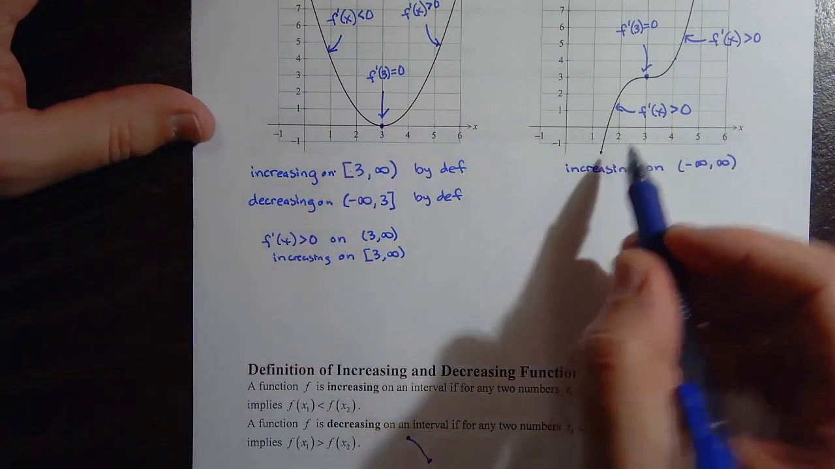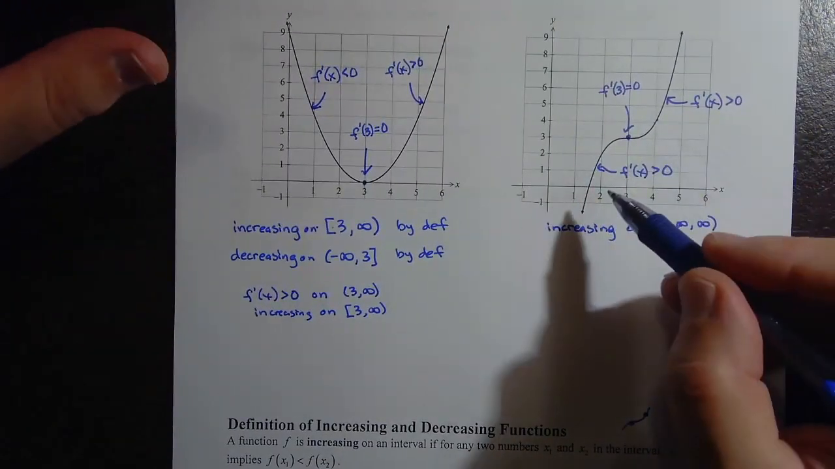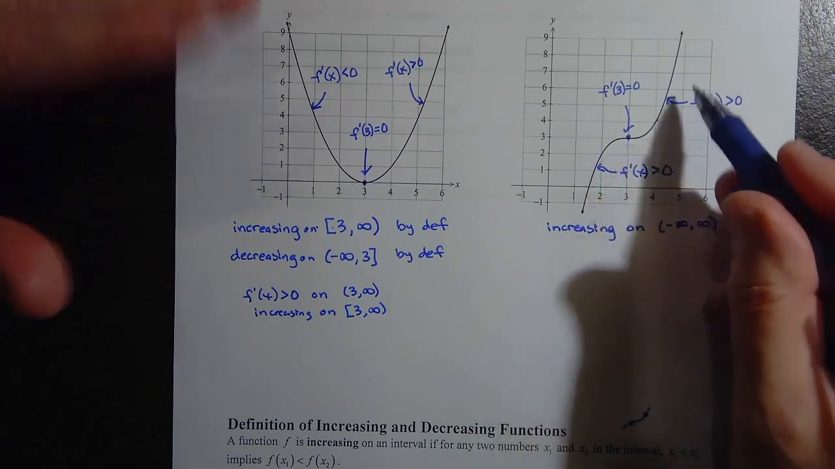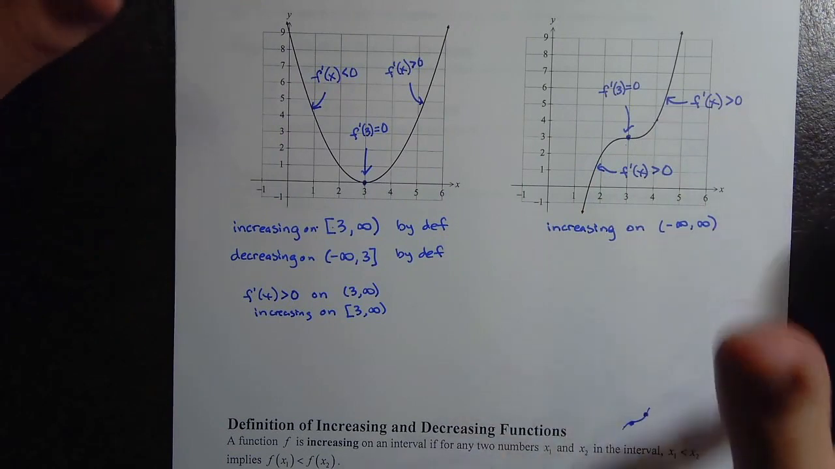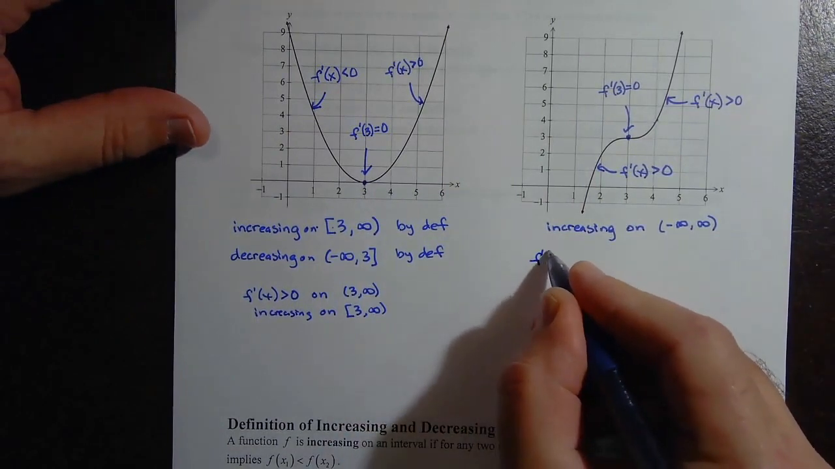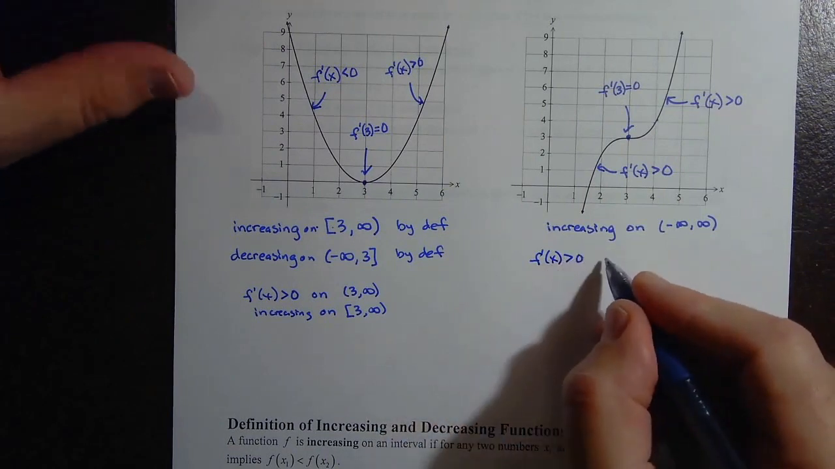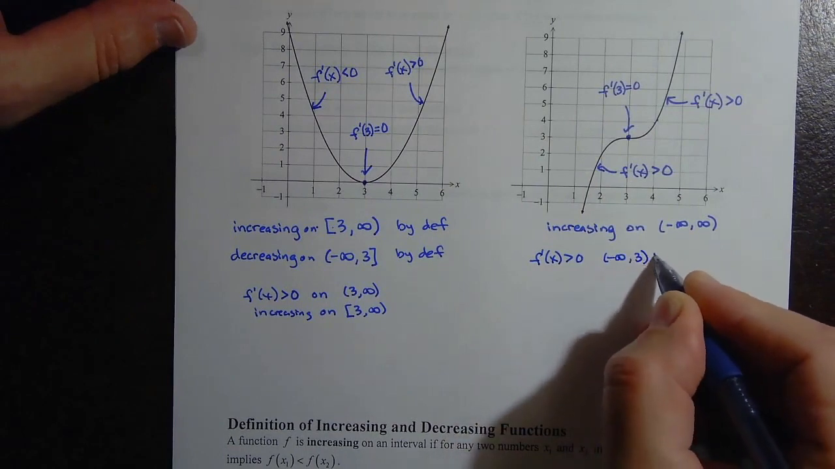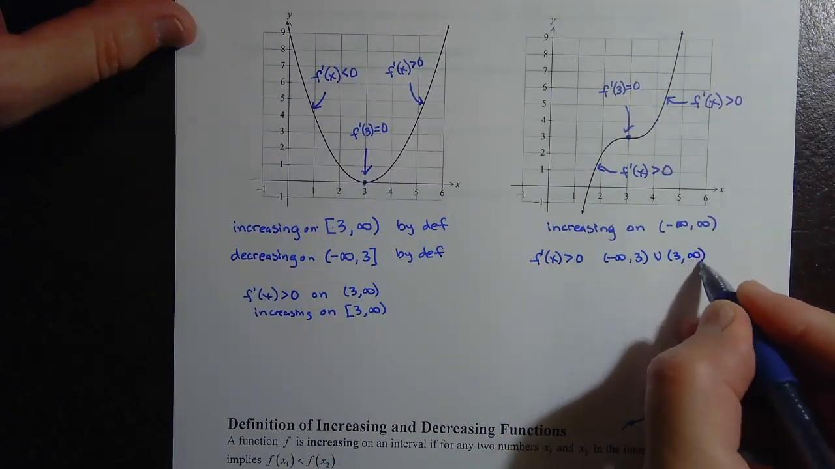All right. So over here, this is the one that messes people up because people say, oh, it's only increasing from negative infinity to 3 and then union 3 to infinity, right? We're strictly using positive derivative to mean increasing. That's not true, okay? It's not true, all right? So if I ask you, okay, where is the derivative positive? Where is it greater than 0? You would answer that with this. It would be negative infinity up to 3, not including 3, union 3 to infinity, all right?